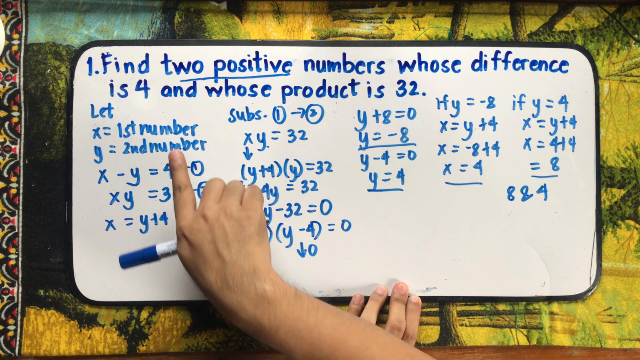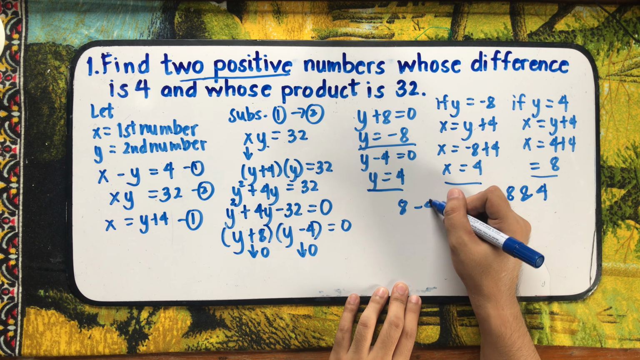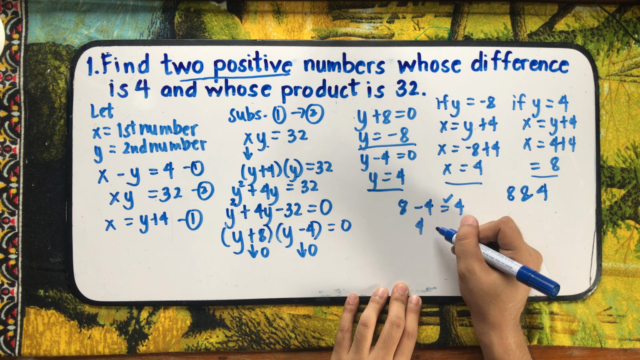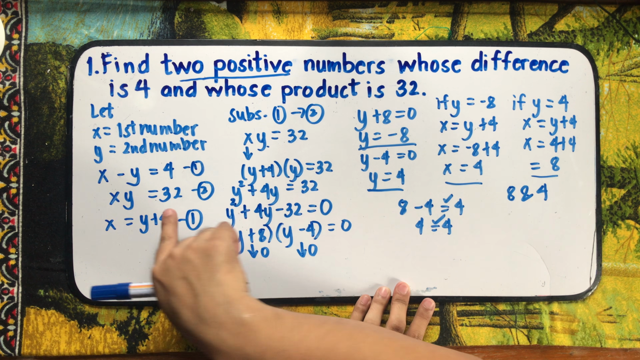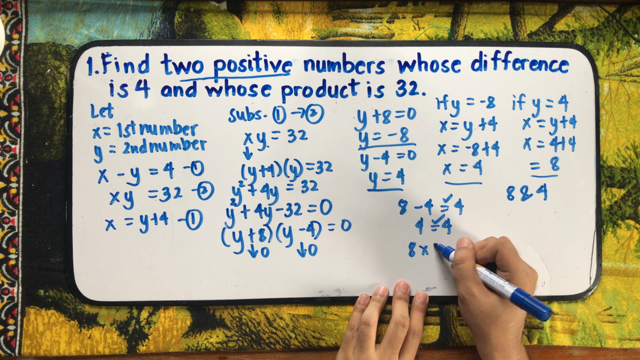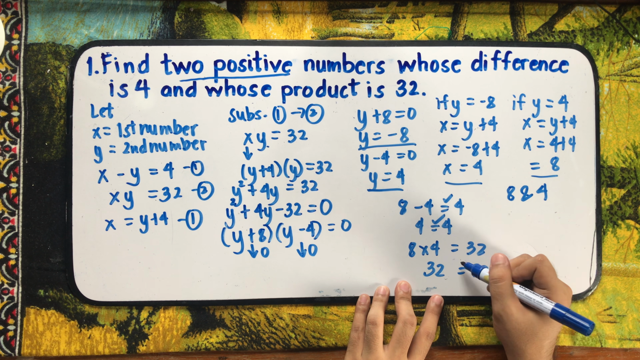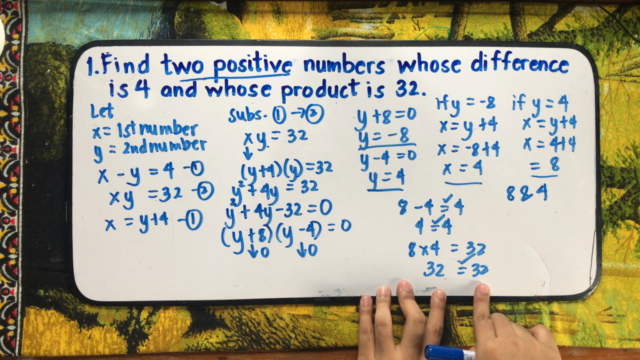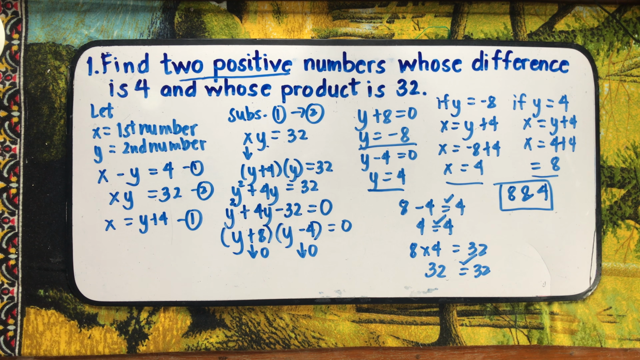Let us try to check. Find two positive numbers whose difference is 4. Therefore, 8 minus 4, is that 4? Yes, that is 4. So it satisfies the first condition. For the second condition, their product is 32. Therefore, 8 times 4, is that 32? Yes, 8 times 4 is 32. Therefore, it is correct. The answer should be 8 and 4, and those are the two positive numbers whose difference is 4 and whose product is 32.